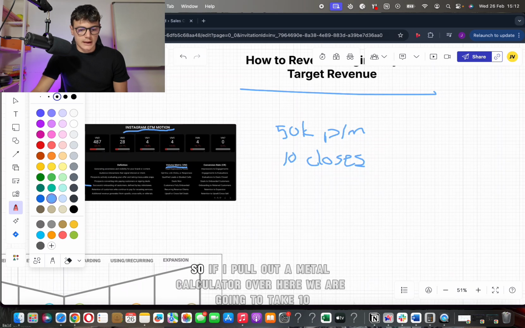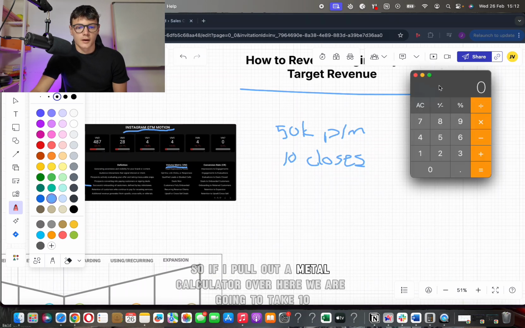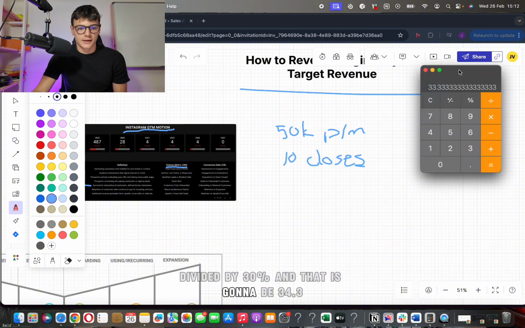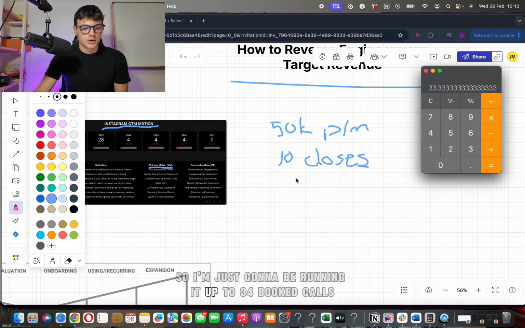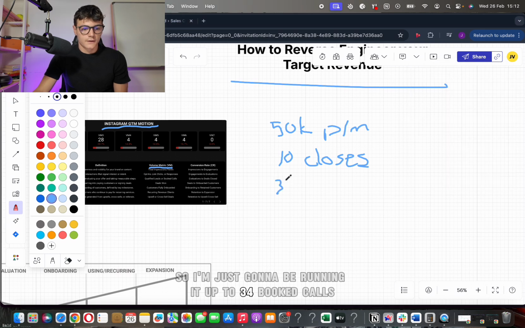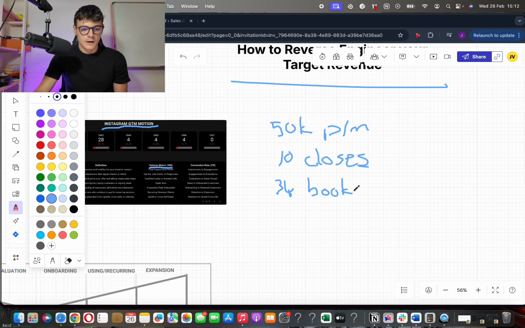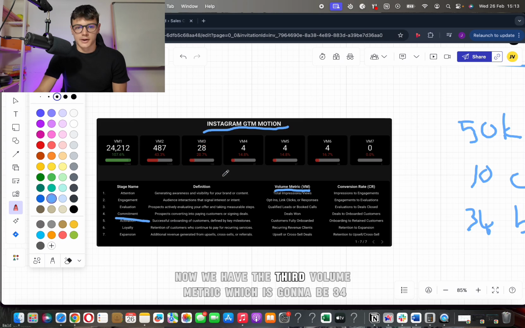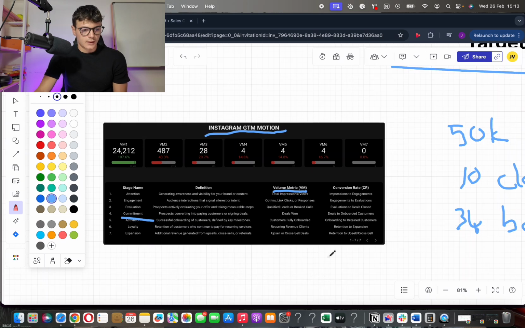So if I pull out my little calculator over here, we are going to take 10 divided by 30%, and that is going to be 33.3. So I'm just going to be rounding it up to 34 booked calls. There we go. Now we have the third volume metric, which is going to be 34.